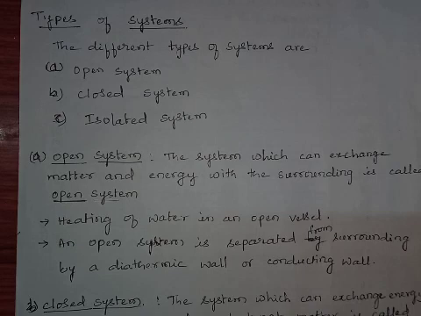Here, transfer of energy as well as transfer of matter is taking place. So, such type of systems are called open system. Here, one condition is that the open system is only possible whenever the system is separated from surrounding by a diathermic wall or conducting wall.